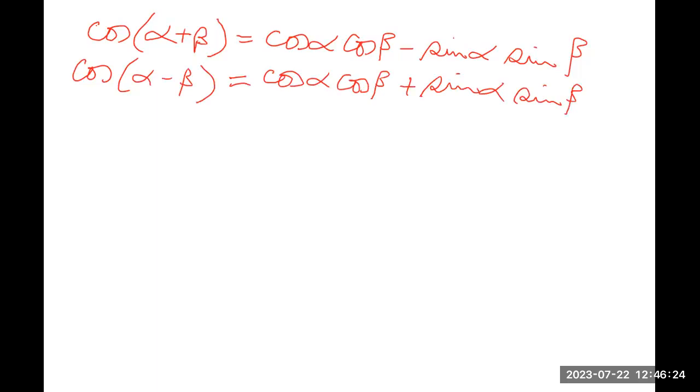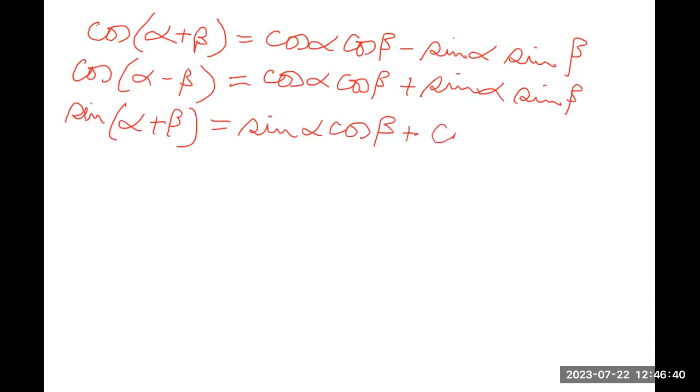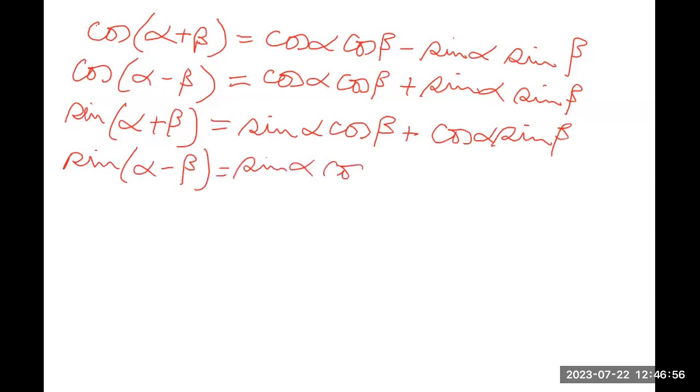The sine of a sum of two angles, alpha and beta, is equal to sine of alpha times cosine of beta plus cosine of alpha and sine of beta. For a difference, alpha minus beta, the sine of that is sine alpha cosine beta minus cosine alpha sine beta.